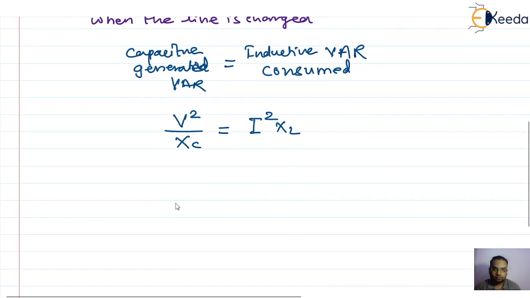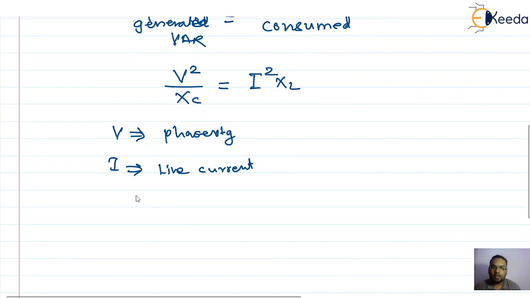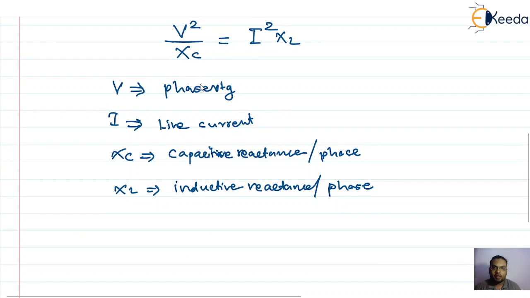Here this V is the phase voltage, I is the line current. This XC will be the capacitive reactance per phase, and XL is the inductive reactance per phase.